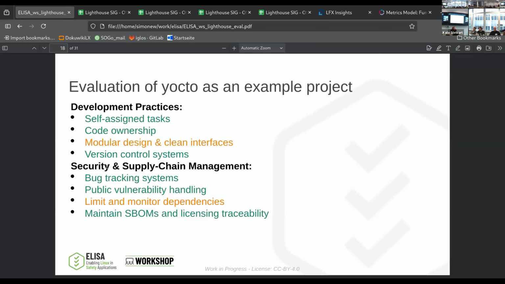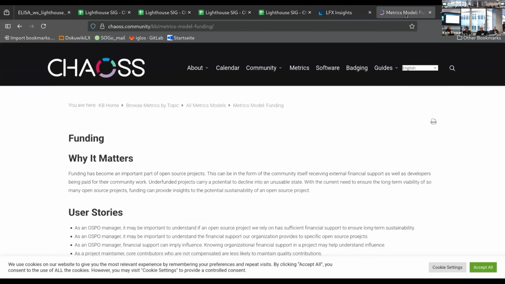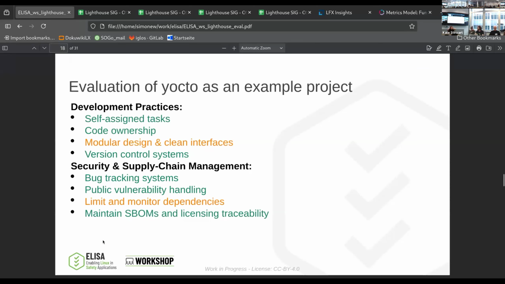There's the CHAOSS project, it's a whole bunch of metrics. It'll be, okay, you're going to apply, that's fine. Get in there. Yeah, I'm just wondering. Okay.